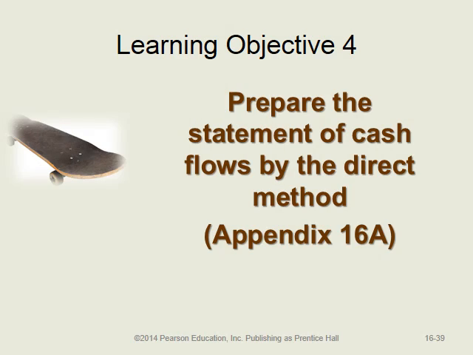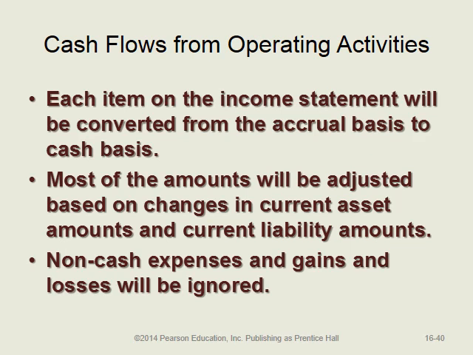Next learning objective is to prepare the statement of cash flows by the direct method. Cash flows from operating activities can also be computed using the direct method. Each item on the income statement is converted from an accrual number to a cash basis number. Most of the amounts will be adjusted based on changes in current assets and current liability amounts. Non-cash expenses, losses, and gains will be ignored. Probably the most difficult characteristic of this approach is that the numbers needed for the direct method are not actually directly available in an accrual accounting system.